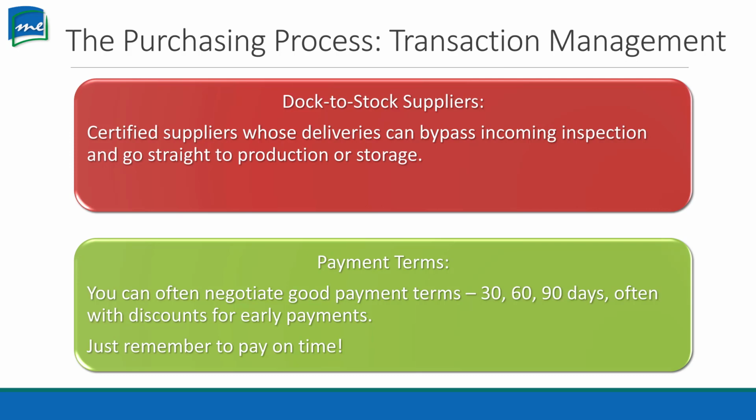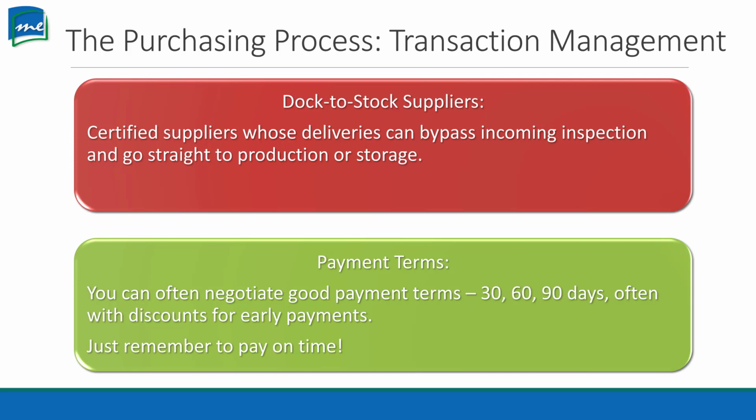And then we have our payment terms. So you can often negotiate good payment terms for your company. Have you ever seen or heard of net 30? Well, that means you need to pay the net balance within 30 days. And what if you can get 60 days or 90 days to pay? Or perhaps a discount for paying early? It could be a good possibility.